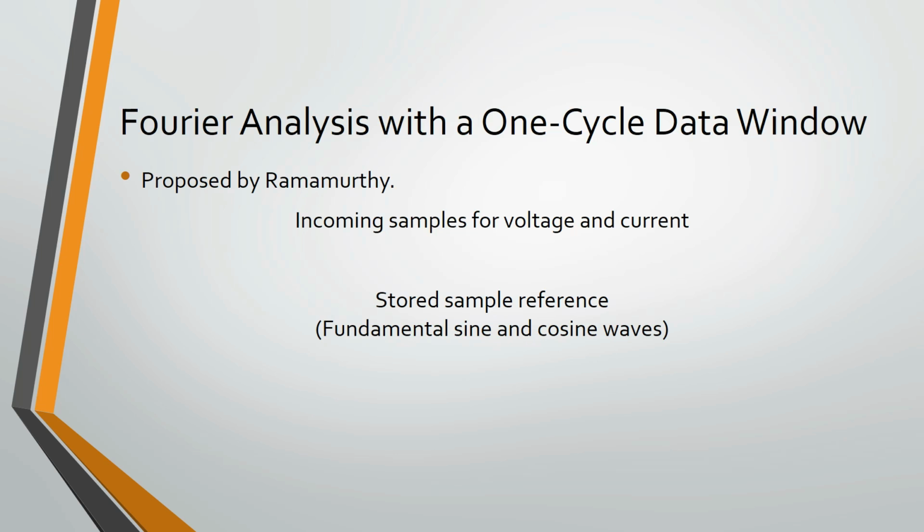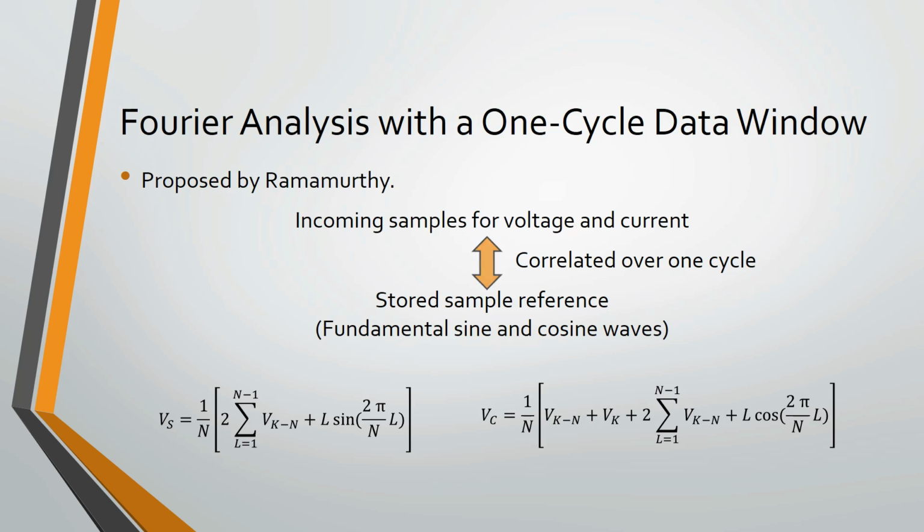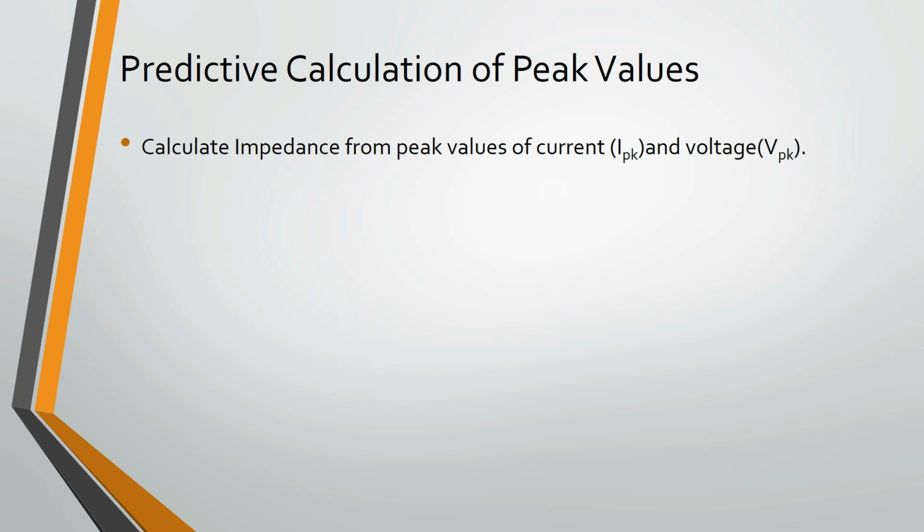This scheme was first introduced by Mr. Ramamurthy. In this, the incoming samples of voltage and current, sine and cosine waves, were correlated with already stored samples of sine and cosine waves. The formula for sine voltage and cosine voltage is given as such, where n is the number of samples in one cycle. Similar to this, the magnitudes of sine and cosine currents will be calculated, using which the impedance of the line was calculated.